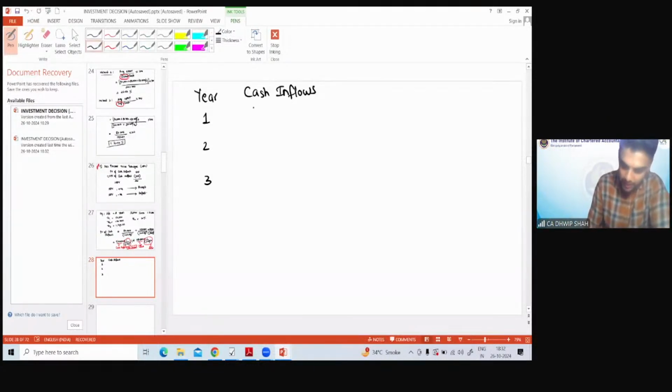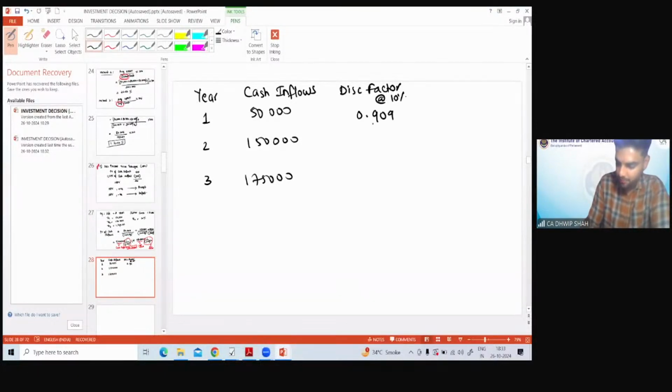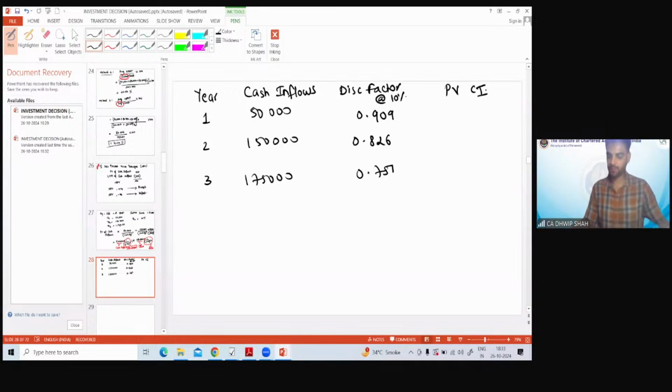For year 1, the cash inflow is 50,000. For year 2, 150. For year 3, it was 175. Discounting factor at 10%. It was 0.909, 0.826, 0.751. Present value of cash inflows.